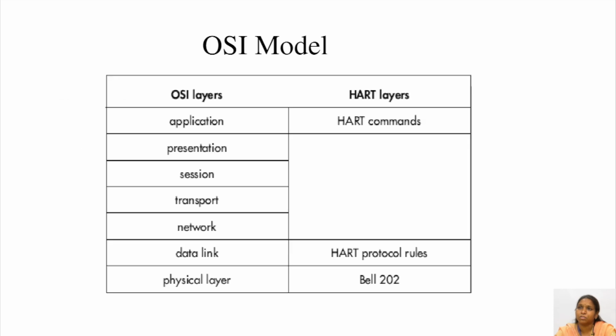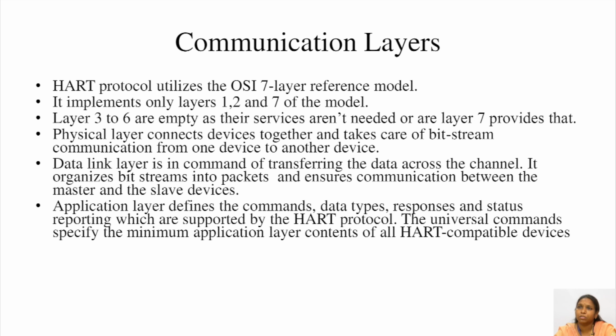So, coming to the comparison of the OSI model with the HART layers. HART can be classified into three layers. The physical layer is compared with Bell 202, the data link with the HART protocol rules, and the application with HART commands. Between the network layer and the presentation layer, there is no layer present in HART. HART protocols utilize the OSI 7 layer reference model. It implements only layers 1, 2 and 7 of the model. Layers 3 to 6 are empty as their services aren't needed or layer 7 can provide them.